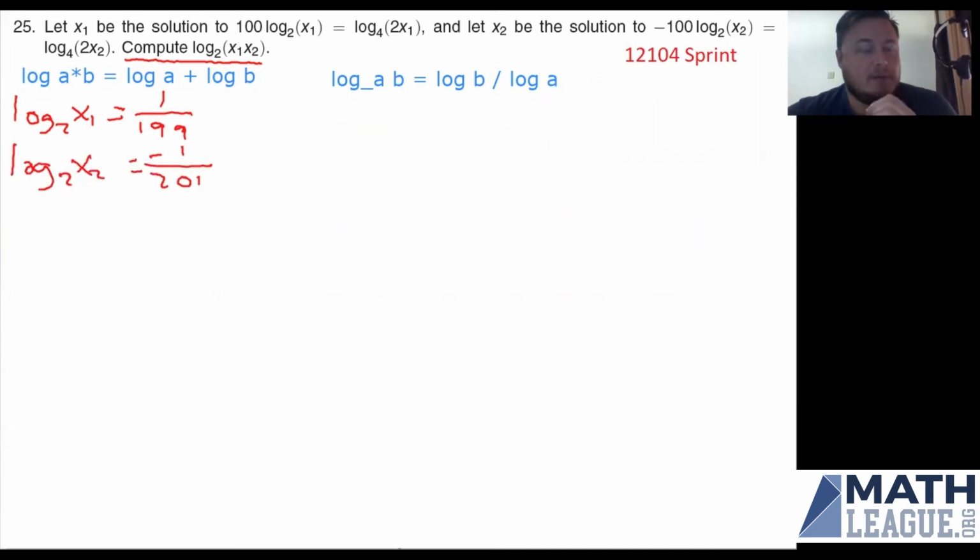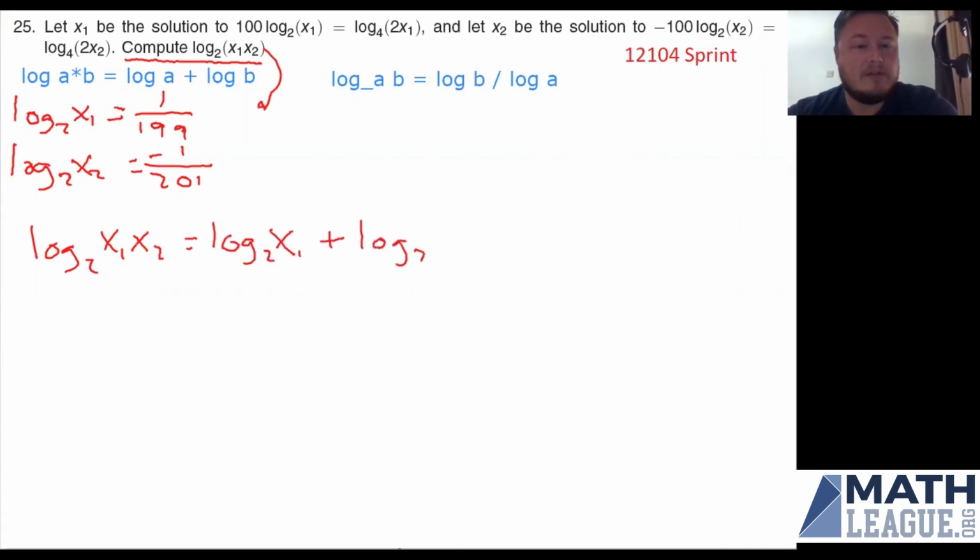All right, now we can see that we have log base 2 of x1 and we have log base 2 of x2. They're asking us to compute the log base 2 of x1 x2, which is the log base 2 of x1 plus the log base 2 of x2. And we have log base 2 of x1, that's 1 over 199. And log base 2 of x2 is minus 1 over 201. All right, at this point, it's just a matter of doing the calculation.